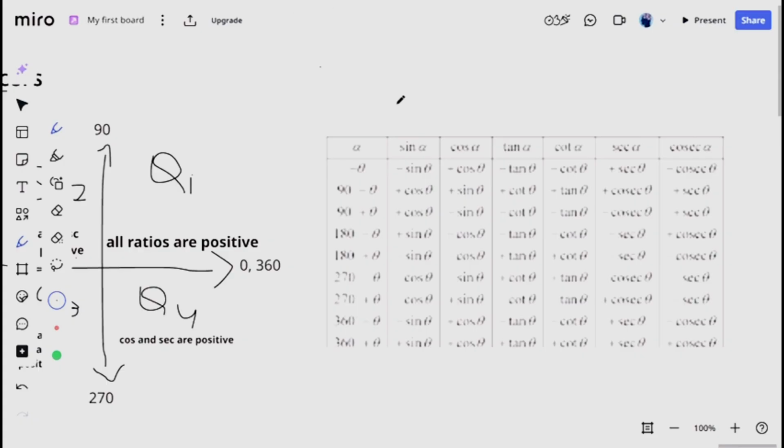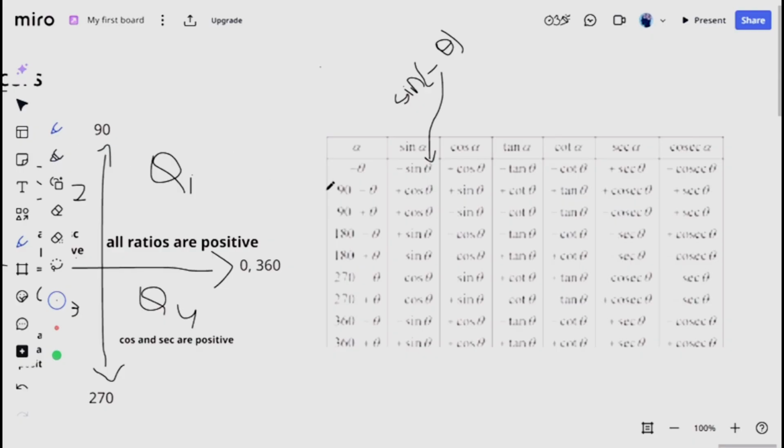Let me just explain again. Sine of negative theta. So the theta value is negative, and this is equal to this value. Get it? This is equal to this value.